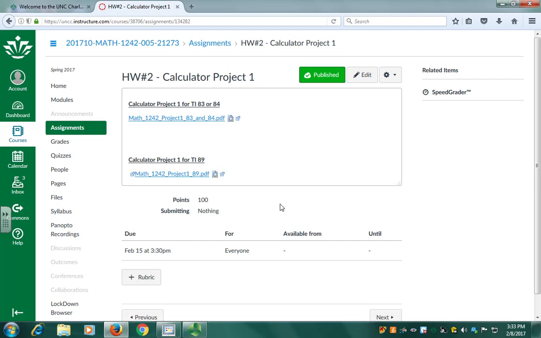If you click on that, you will notice what you get to see. You see there are actually 2 links here. Those 2 links are for a TI-83/84 calculator and for a TI-89 calculator. For you see, the operating system on the 83/84 is different than the 89.